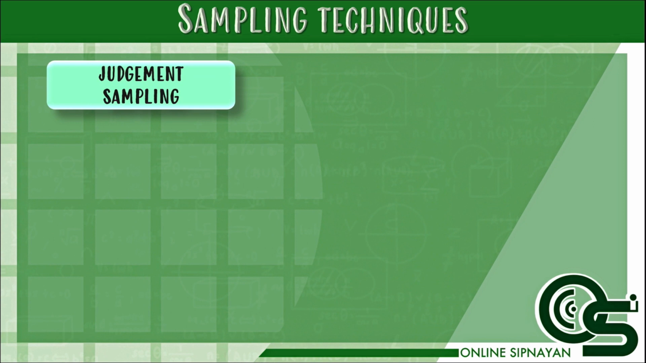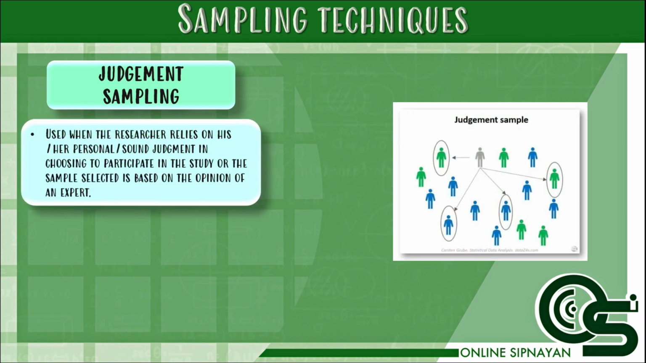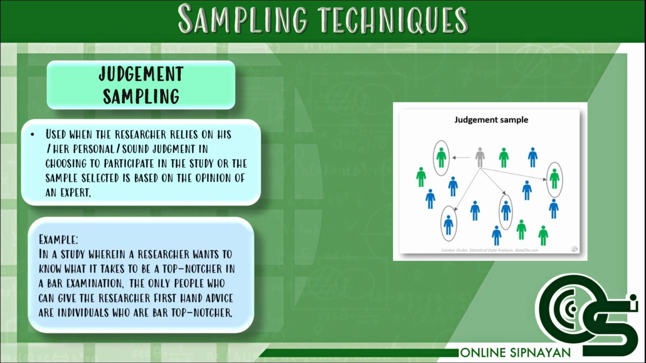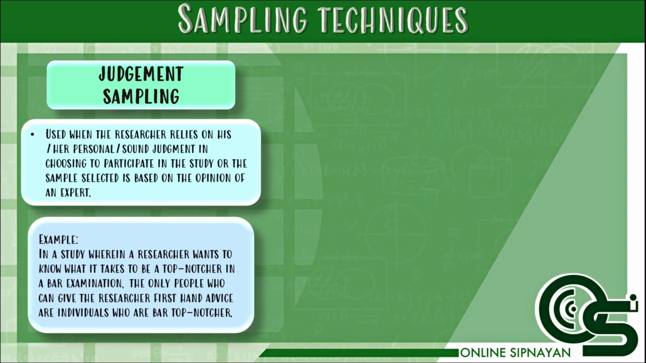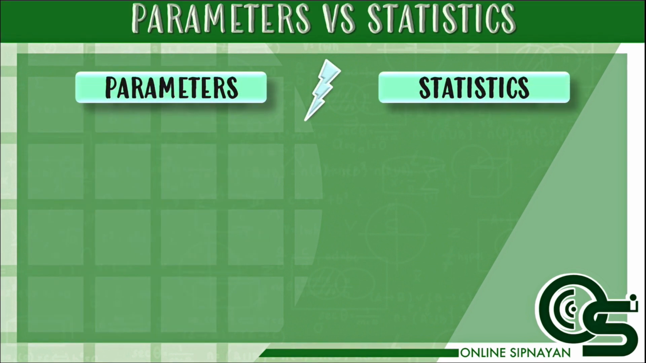Last but not the least, we have judgment sampling. It is a technique when the researcher relies on his or her personal judgment in choosing who will participate in the study, or the sample selected is based on the opinion of an expert. For instance, a study wherein a researcher wants to know what it takes to be a top-notcher in a bar exam. The only people who can give the researcher first-hand advice are the bar top-notchers. About this, our source of data will be based on an expert or people who we trust and believe. Now, let's proceed to parameters and statistics.